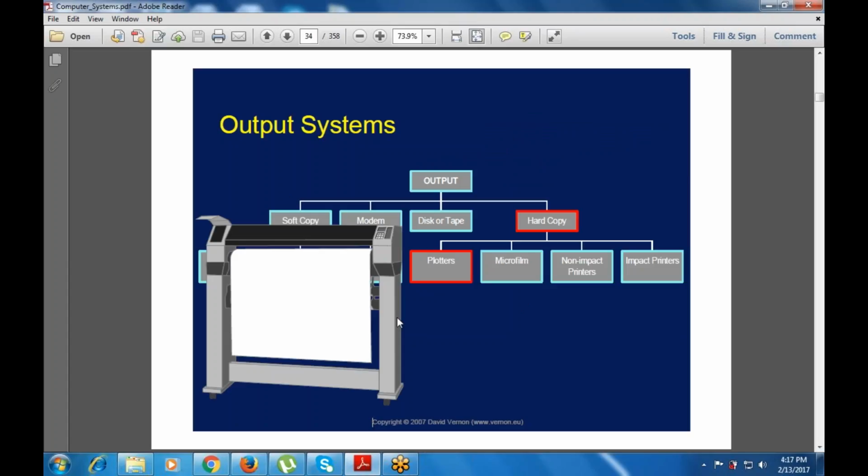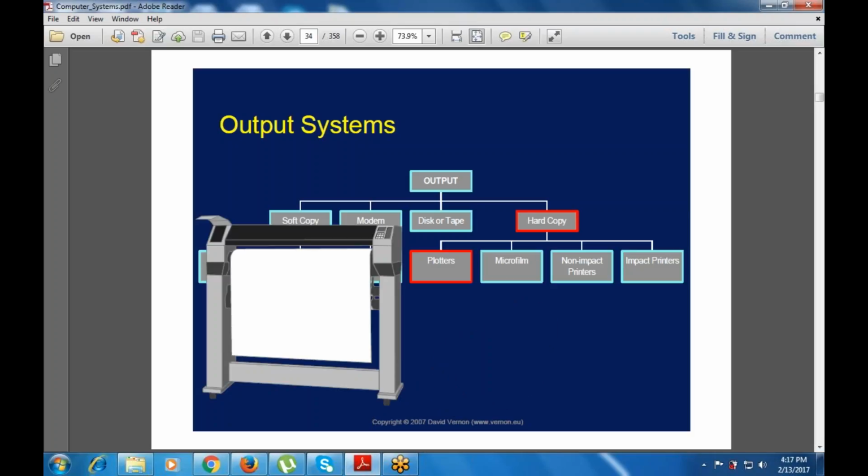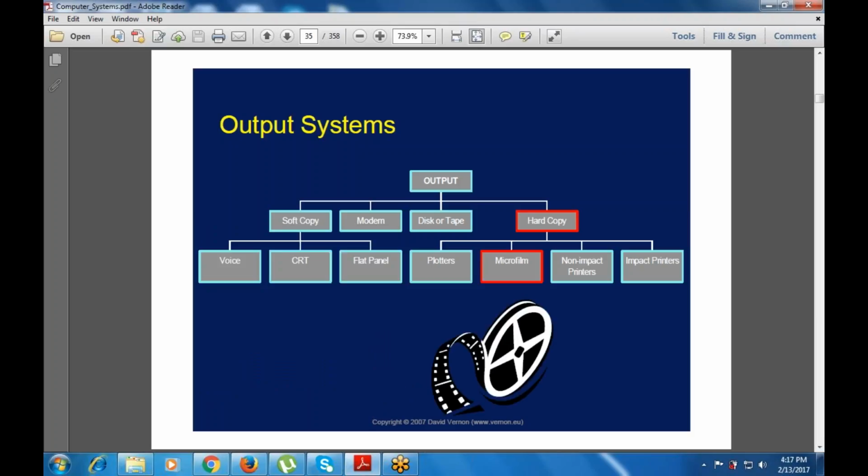The next one is a hard copy, that may be represented with the help of plotters, microfilm, non-impact printers, and impact printers. We want the hard copy, that may be a printer also. A printer is again divided into two parts: one is the impact printer, one is the non-impact printer. One example is a plotter. Then next one is microfilm. This is one example of the microfilm that is available.